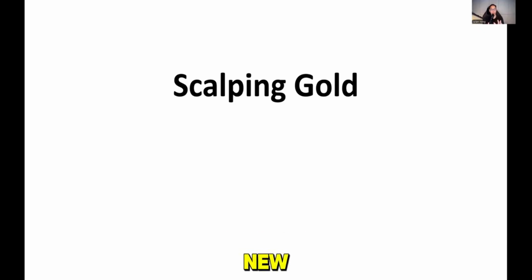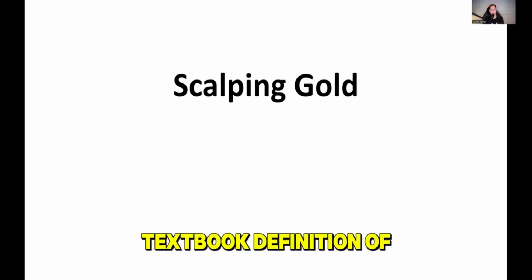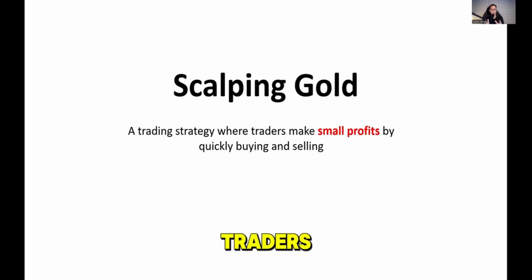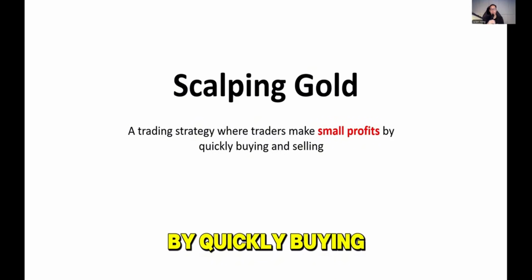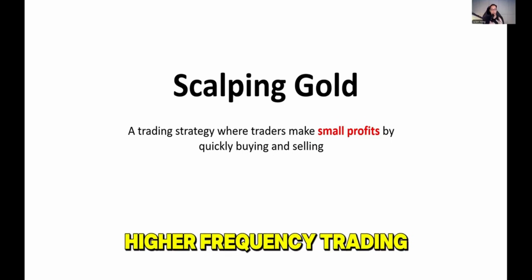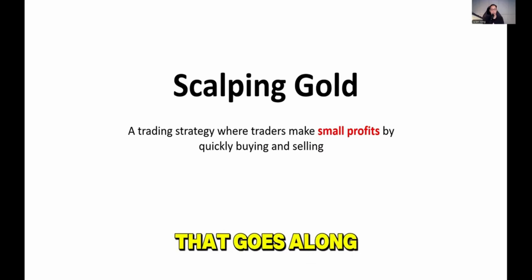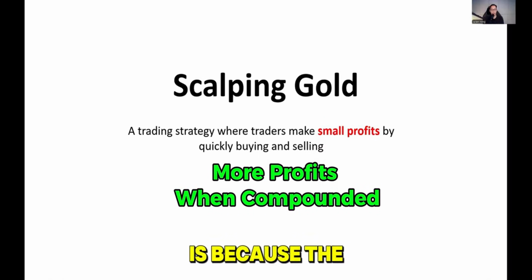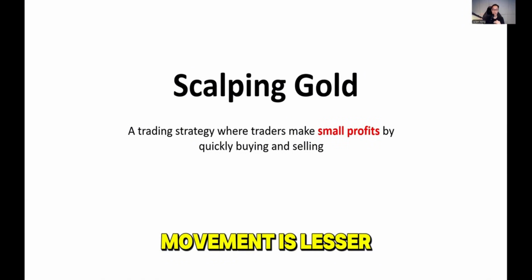Now, for those of you who are new, who don't understand what scalping is, let me give you the textbook definition. Scalping is basically a strategy where traders make smaller profits by quickly buying and selling. So as you can tell, this is higher frequency trading. Of course, there are times that you can also make a lot of profits as well, but the reason it is called smaller profits is because the movement is lesser, right?